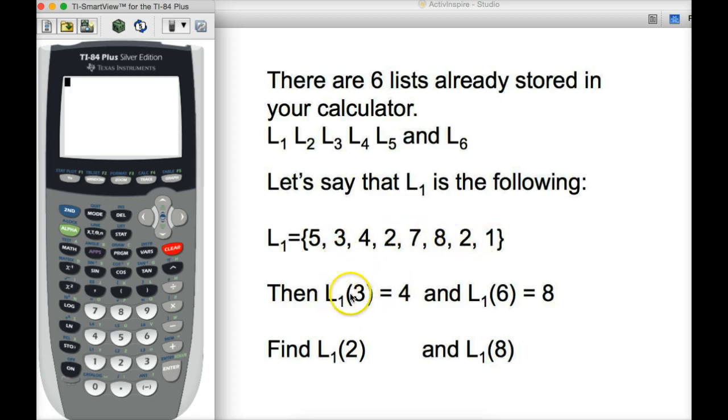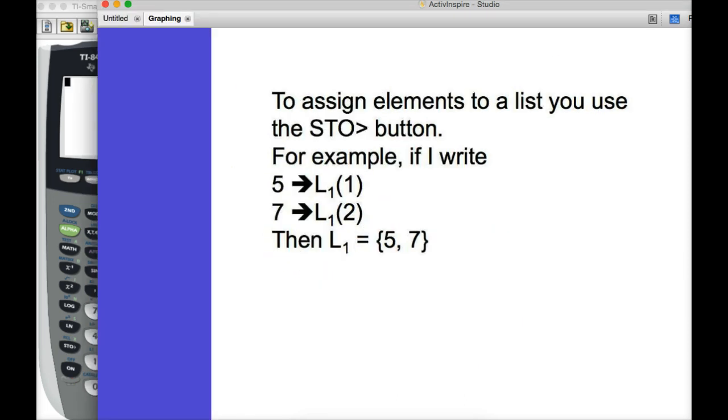We say that L1(3), the third element of L1, 1, 2, 3, is 4. L1(6) is 8, so we go 1, 2, 3, 4, 5, 6. So the sixth element of L1 is 8. I need you to take a minute and find L1 element 2 and L1 element 8. And I think you'll see L1 element 2 is 3 and L1 element 8 is 1. It starts at 1 here. This is different for some programming languages. It does start at 1.